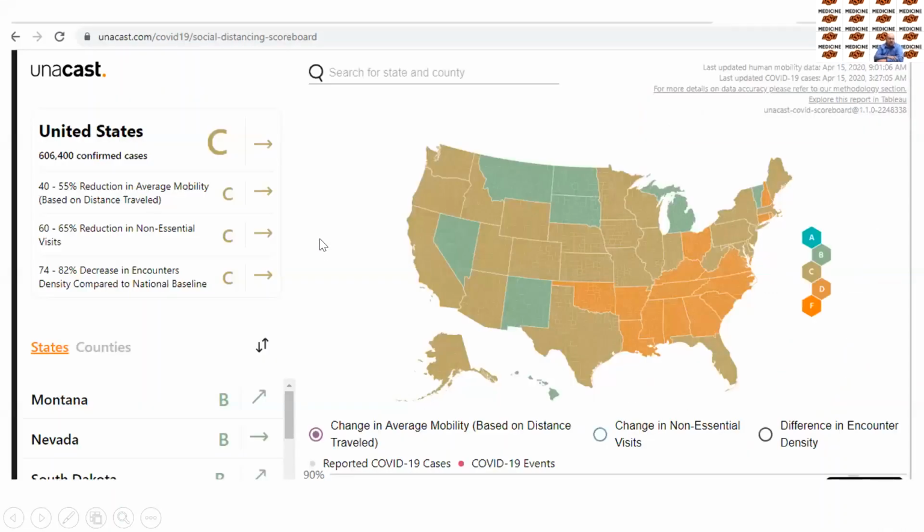This is an interesting map. This is a map that looks at social distancing around the country, and it gives grades per state on social distancing. I don't know that I like a lot of the data in here, but it's another map that's out there. But it helps track a lot of the social distancing.